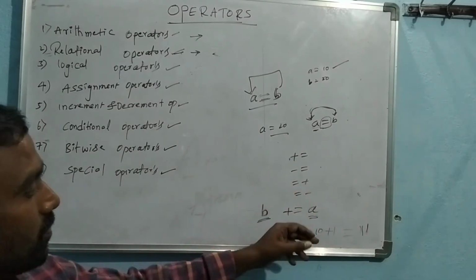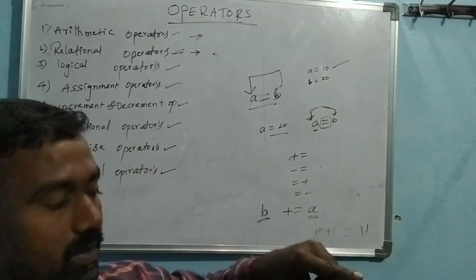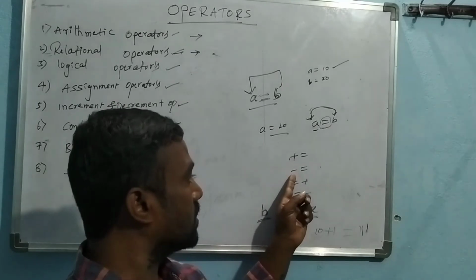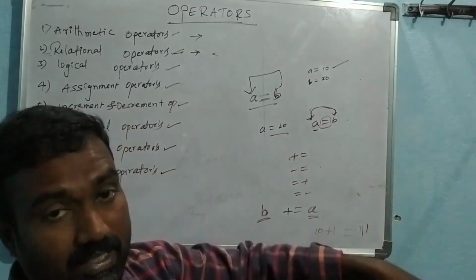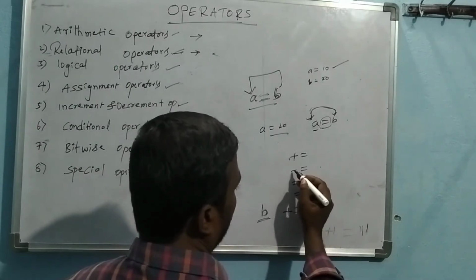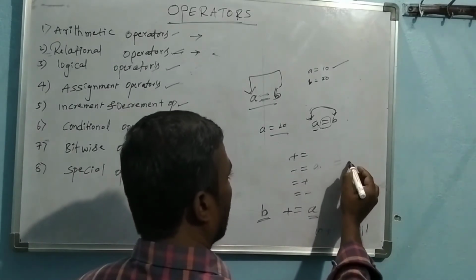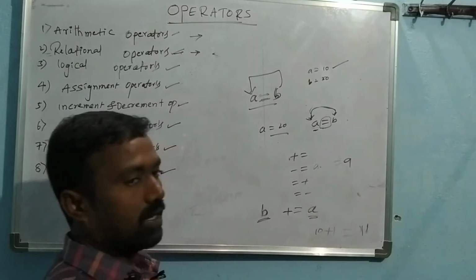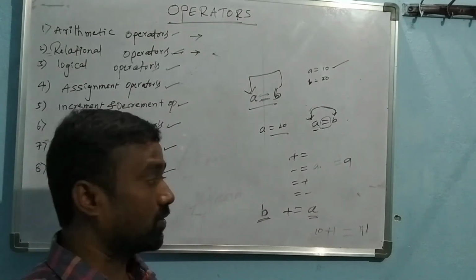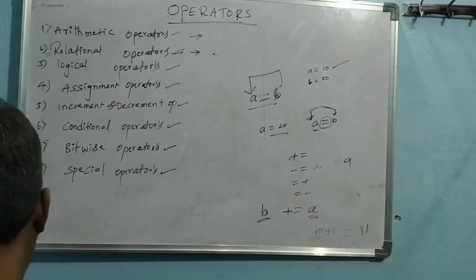Whenever we use plus, the variable is incremented by 1. Whenever we use minus, the variable is decremented by 1. That means whenever you use A minus equal to, the value is 9. Okay, so the value is 9. So this is the assignment operator information.